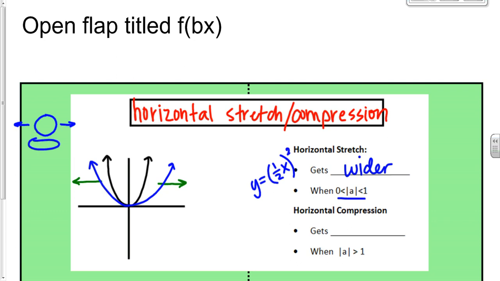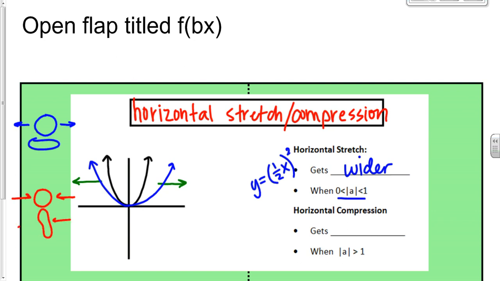Okay? There's a difference between the a flap, if you open it up, one is inside the parentheses and one is outside. Okay? Our other option is to compress it horizontally. So again, if you picture that rubber band, if I compress it from the sides, from horizontally, it's going to end up looking like this, right?